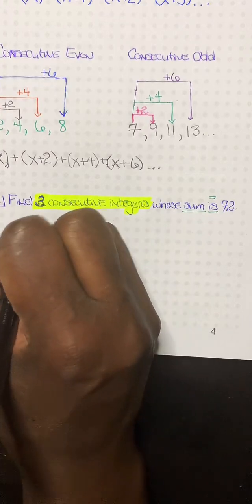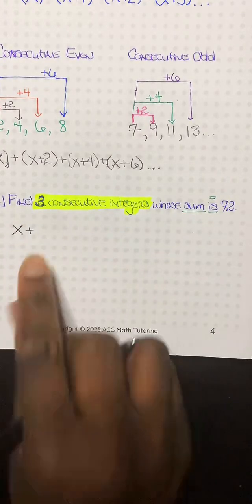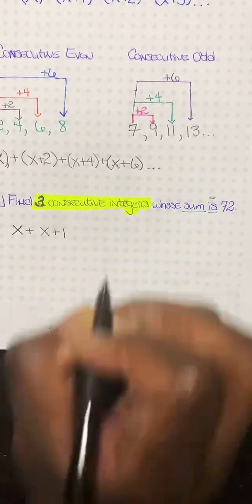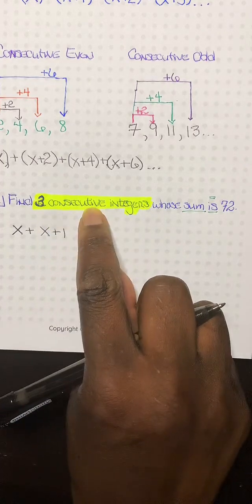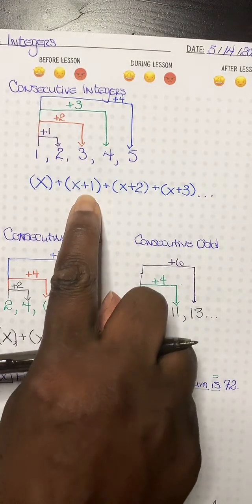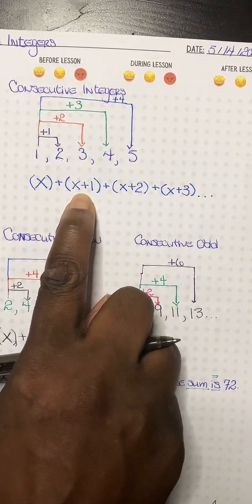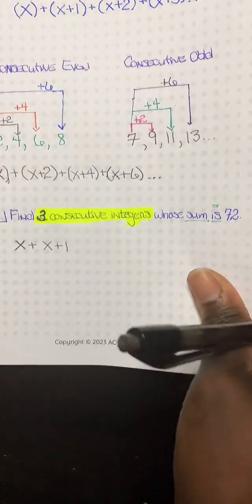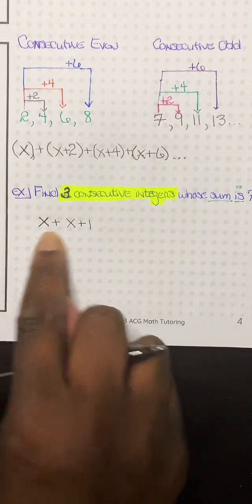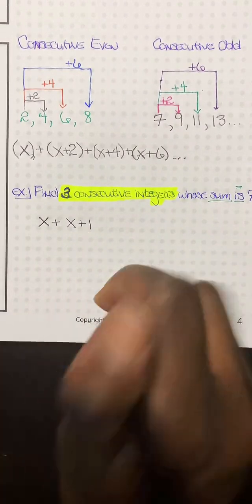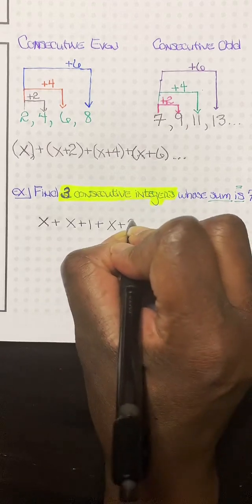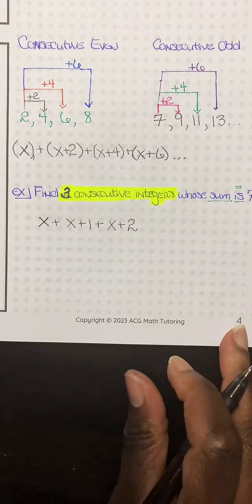But the next number is going to be x plus 1, okay? Because it's consecutive integers. And with the consecutive integers, the next term is going to be x plus 1. And since they're saying 3 consecutive integers, the x is the first one, the x plus 1 is the second one, so now we need x plus 2 to represent the third one.